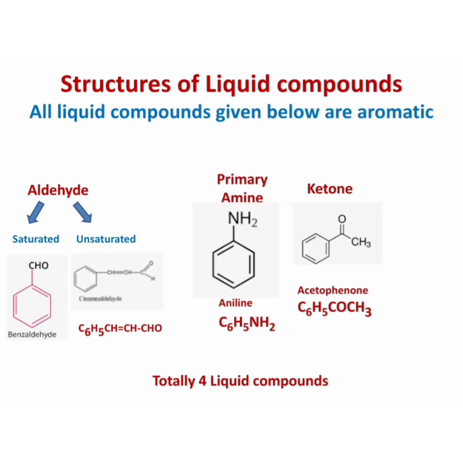The next functional group is aldehyde. The best example is benzaldehyde. You can see the structure of benzaldehyde, and this is another example of aldehyde, cinnamaldehyde. By now you are familiar, and looking at both structures you can see that the first one, benzaldehyde, is an aromatic, saturated aldehyde, and the second one, cinnamaldehyde, is aromatic but an unsaturated aldehyde because it has this double bond. An alkene type of bond is present, so it is called unsaturated.